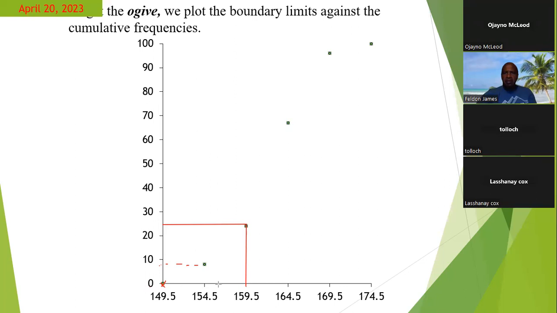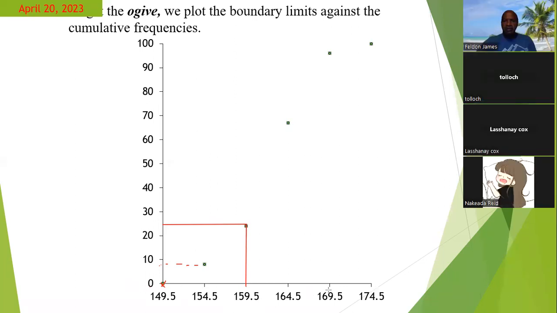Okay. On your x-axis, we have our boundary values. On our y-axis, we have the frequency. So whatever boundary value you have, you look for the corresponding frequency. So our next frequency value that corresponds to 164.5 would be, anybody remember what was the next frequency value? It would be 67. So we have 67 for the frequency.